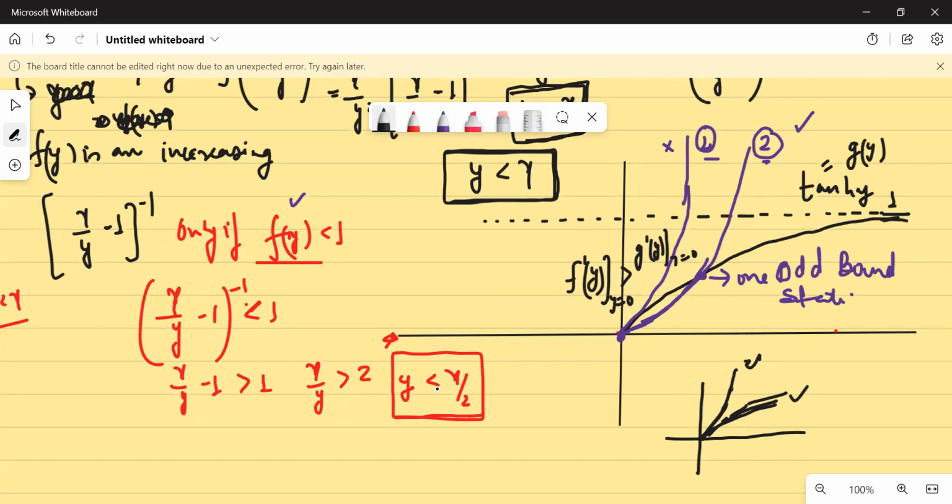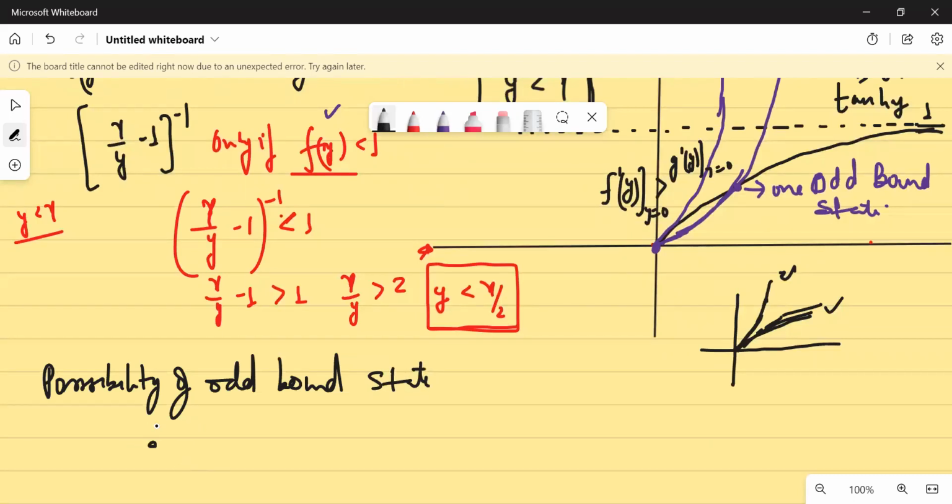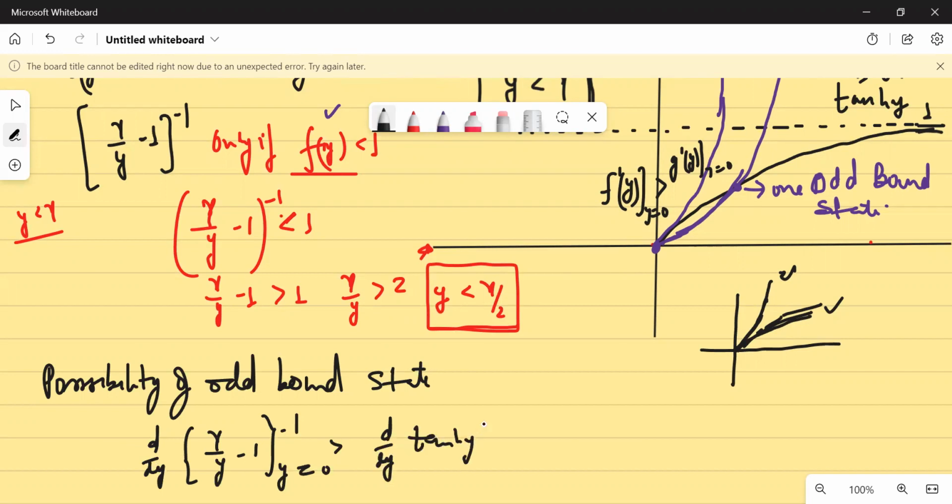Okay, so the possibility of intersection, or I would write the possibility of odd bound states. If at all my odd bound state occurs, it can occur only if d/dy of gamma upon y minus 1 to the power minus 1 at y equal to 0 is greater than d/dy of tan hyperbolic y at y equal to 0. Is that clear to you?